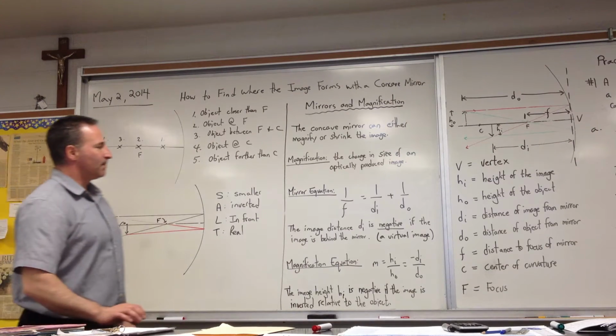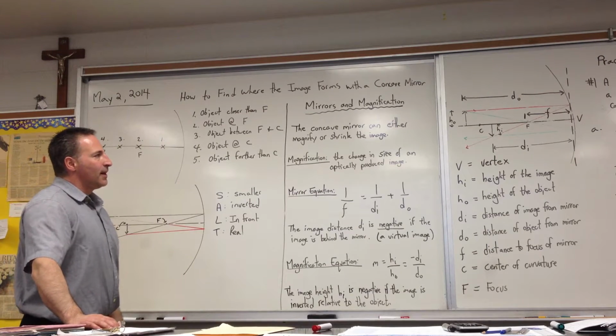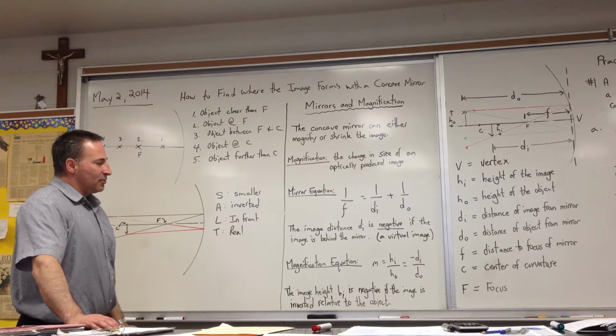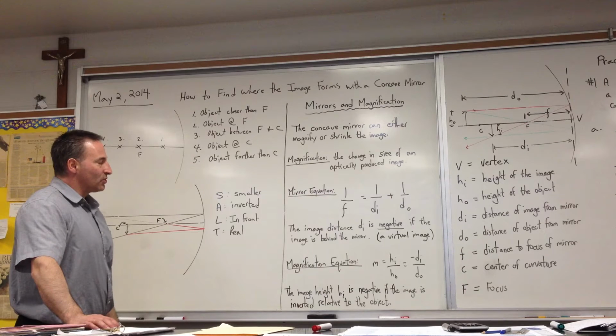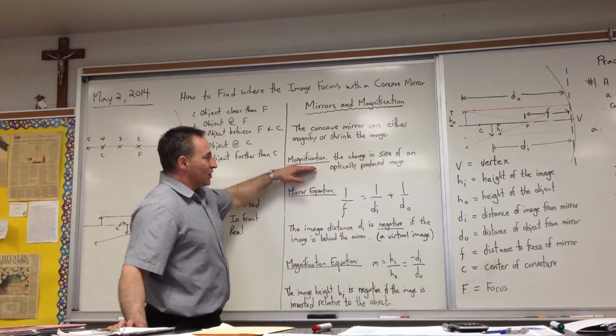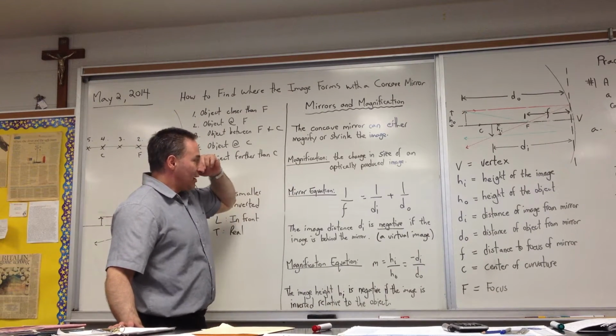Looking at two equations that will help us determine the distance of the image, the distance of the object, or the height of the image and the height of the object, based on any one of the variables being given. Now, the first equation that we use for calculating mirrors and magnification, incidentally, magnification is the change in size of an optically produced image. And we're dealing with concave mirrors here.